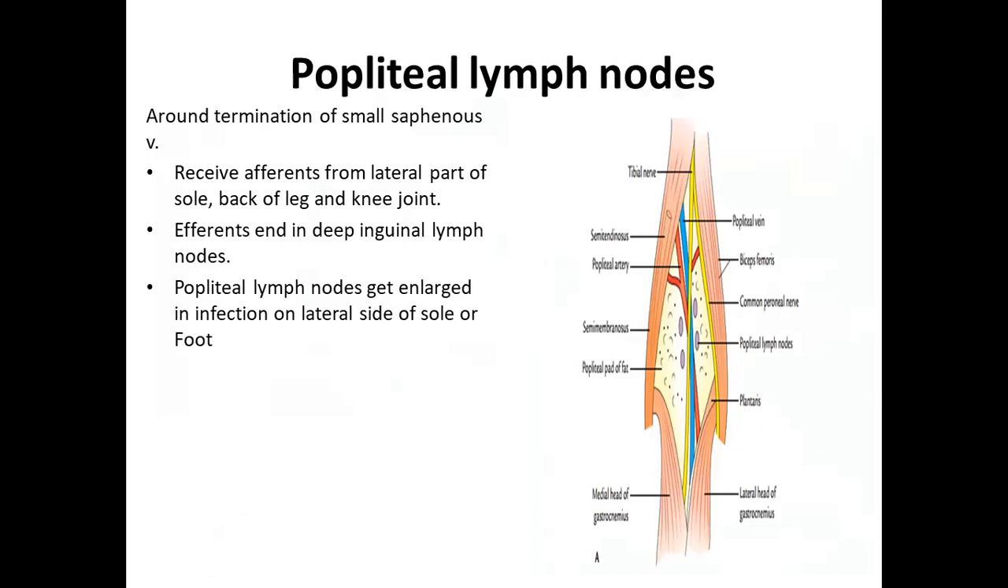Then the other content we see here is the popliteal lymph nodes. The popliteal lymph nodes are mainly seen around the termination of the small saphenous vein. These receive afferents from the lateral part of the sole, the back of the leg, and the knee joint. Efferents end in the deep inguinal lymph nodes, and the popliteal lymph nodes get enlarged in infection on the lateral side of the sole or the foot.